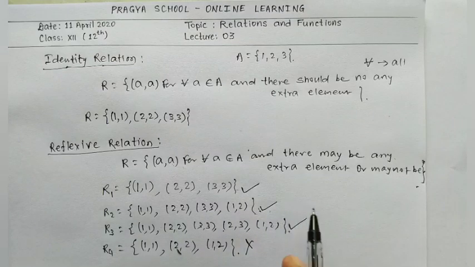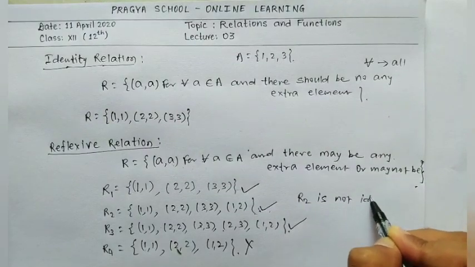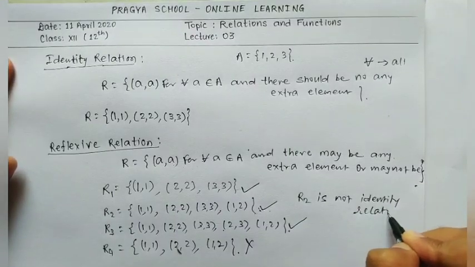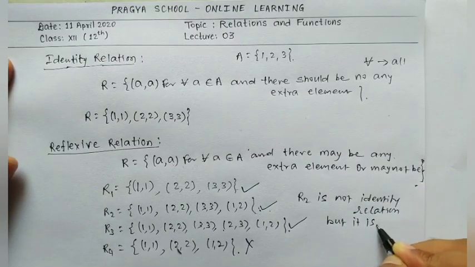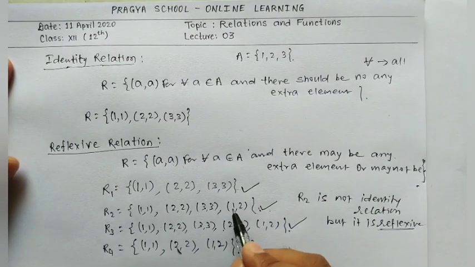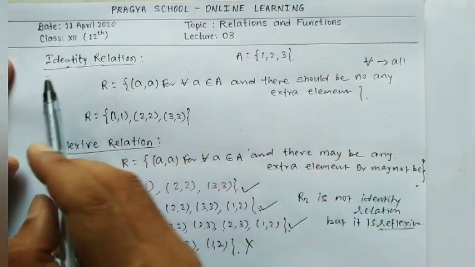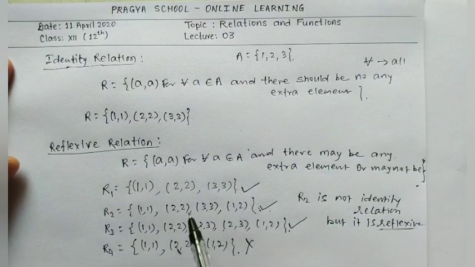R2 is not an identity relation, but it is reflexive, because we are having some extra entry here. There should be no extra element to qualify for identity relation, but there may or may not be extra elements for a reflexive relation. Is it clear? So R2 is not an identity relation, but it is reflexive.